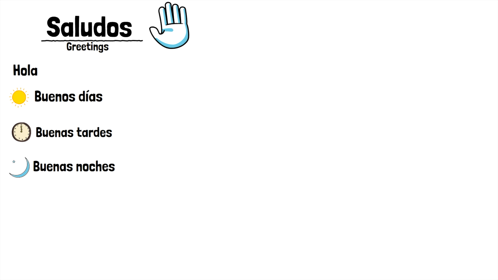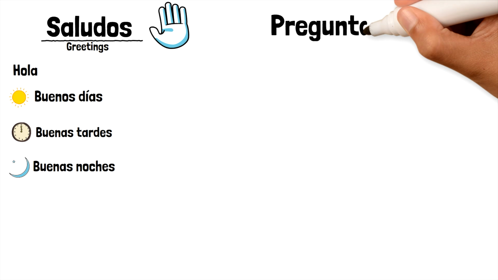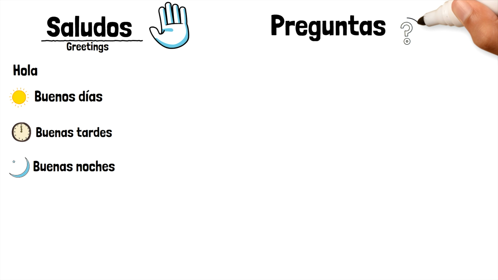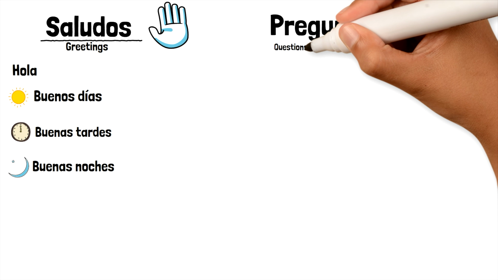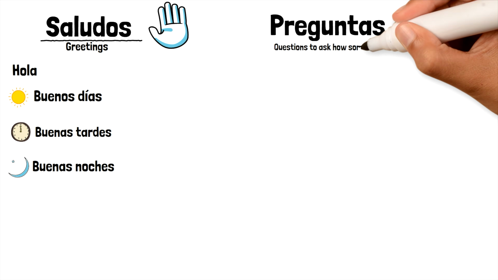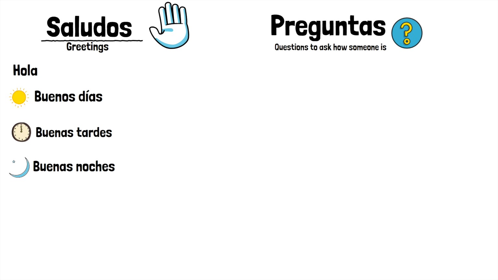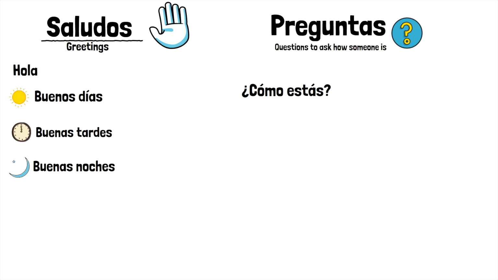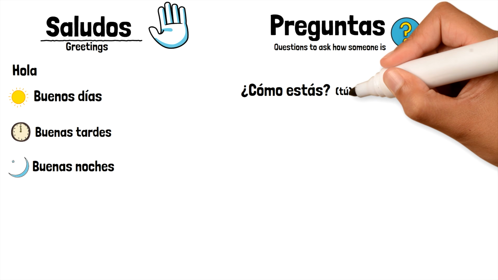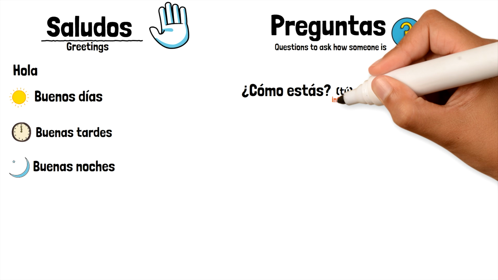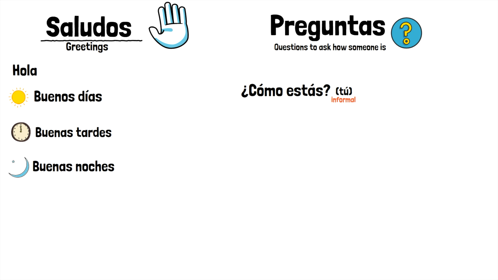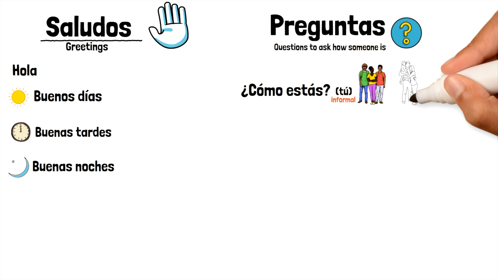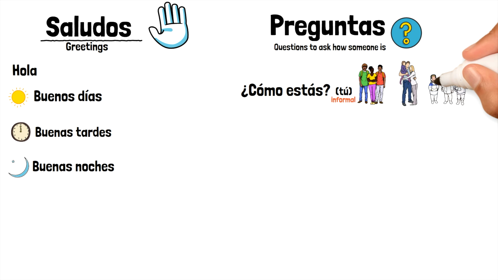Now let's look at some preguntas, some questions that you can use to follow up your greeting. Basically, you're asking questions to find out how people are doing. The most common way is to ask, how are you? ¿Cómo estás? Now, this is in the tú form. And in Spanish, that means that we're going to be informal. Maybe you're talking to a friend or to a family member or someone who's younger than you.